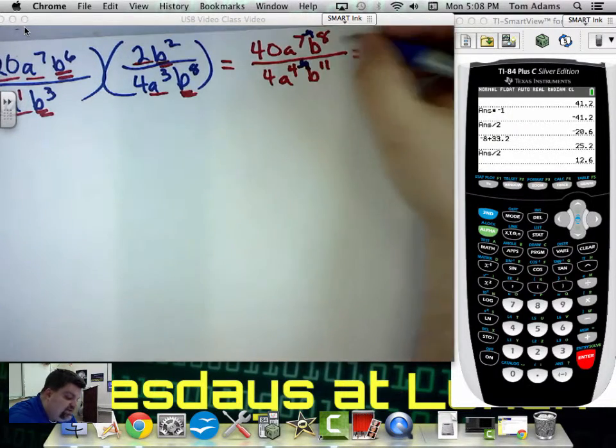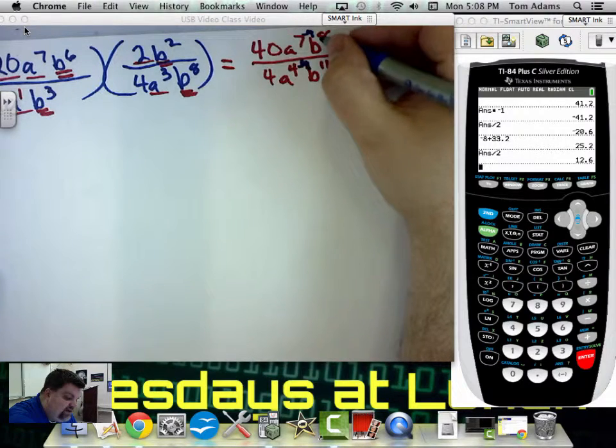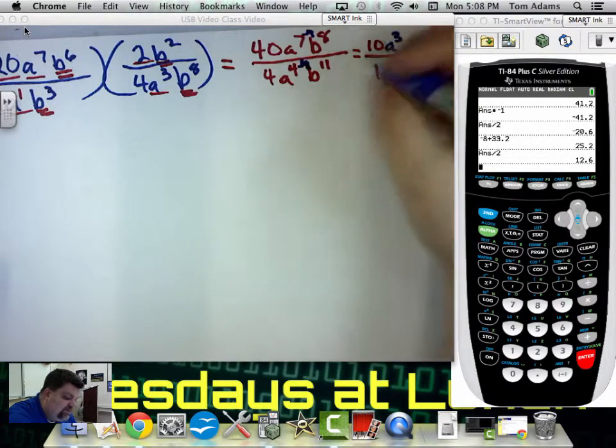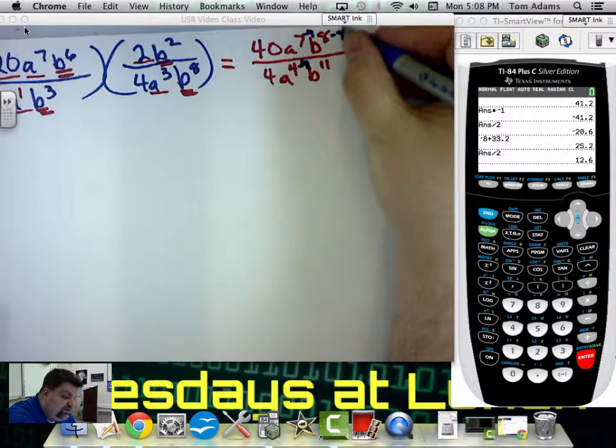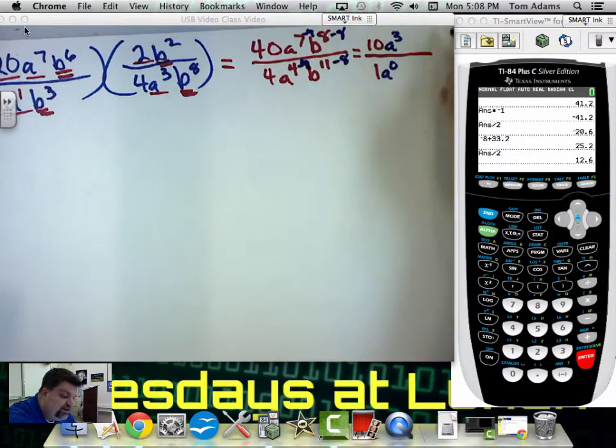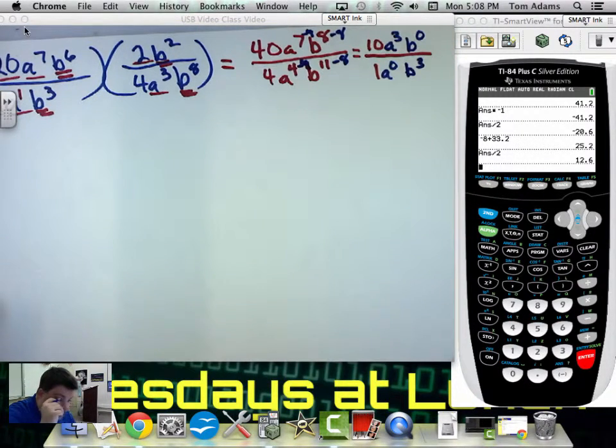And then now b is different because I have b to the 8th on the top and b to the 11th on the bottom. So the least of the two is going to be 8. So I'm going to subtract 8 from both sides, and that'll give me b to the 0 on top and b to the 3rd on the bottom.